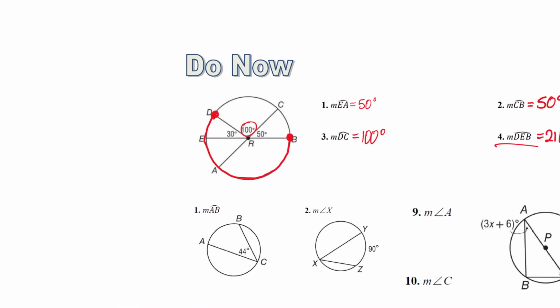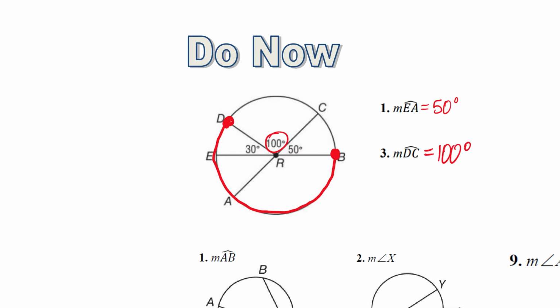Okay. Now remember, these angles right here are what we call central angles. We talked about this yesterday. You can see how there's angles that are right in the center of the circle. That's the way the math works for central angles.